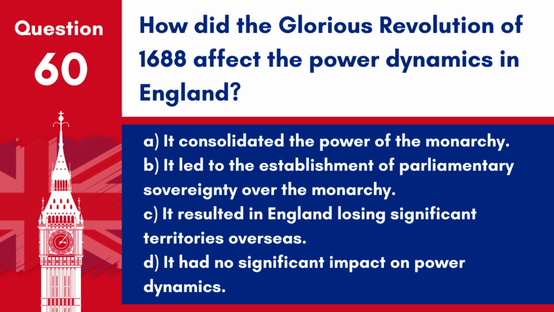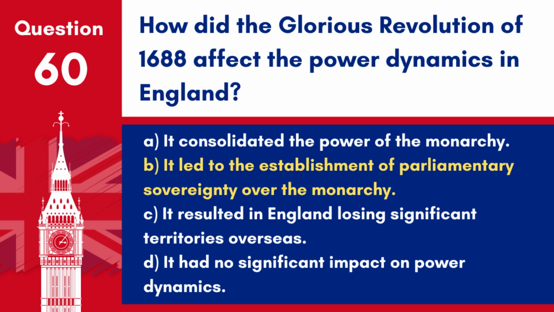Question 60. How did the Glorious Revolution of 1688 affect the power dynamics in England? A. It consolidated the power of the monarchy. B. It led to the establishment of parliamentary sovereignty over the monarchy. C. It resulted in England losing significant territories overseas. D. It had no significant impact on power dynamics.